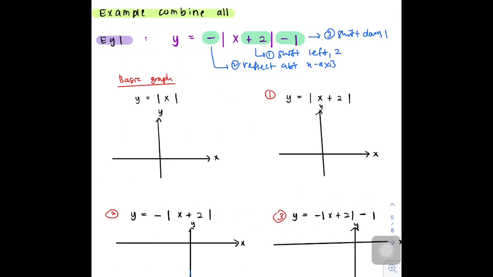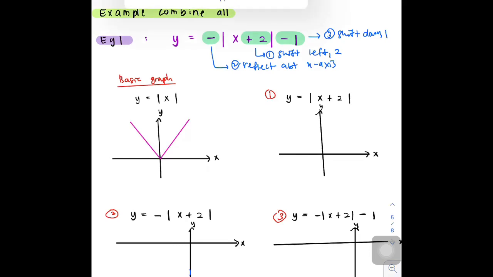So now let us graph according to the steps that we already did just now. First of all, don't forget to graph your basic graph, because this is our reference for all the transformations. The reference graph is y equals the absolute value of x. So let us graph it.